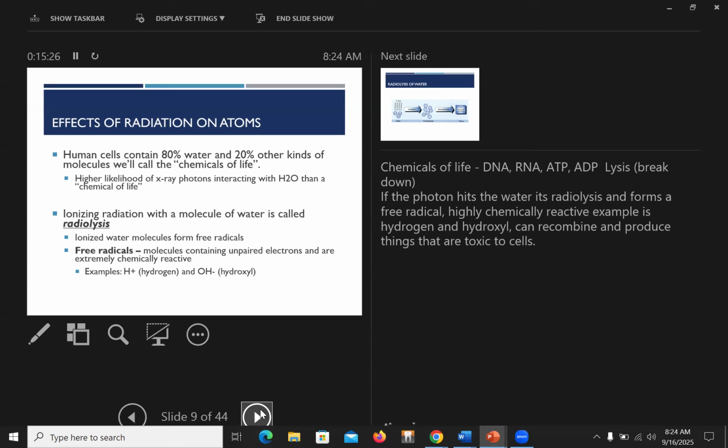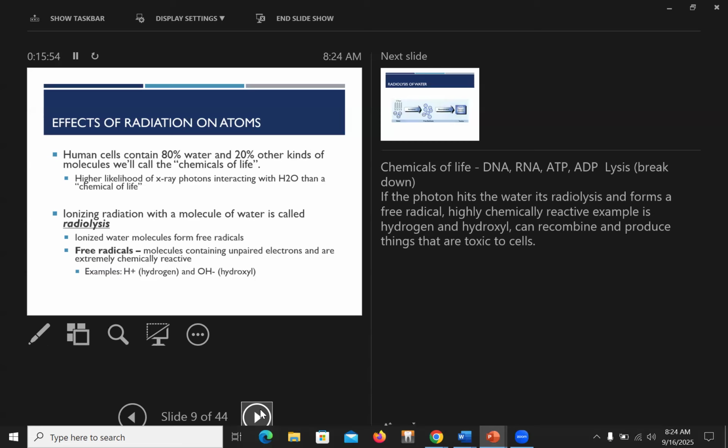So there is a much higher likelihood that an X-ray photon is going to interact with an atom or a molecule, I guess, really is the more appropriate term, the molecule of water in our cell. So there's a way higher chance, and that makes sense, right? Because it's 80% or 70% or whatever percentage you hear water, and then a much smaller percent of these chemicals of life. So it's just much higher likelihood that the photon is going to interact with water.